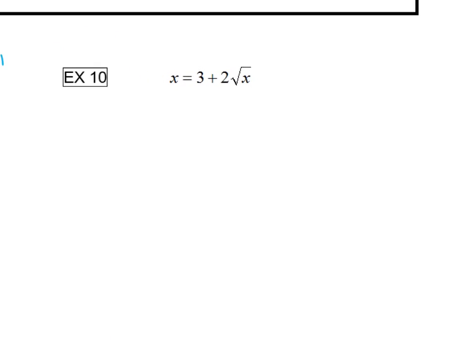All right, where's our second? Oh, there it is. All right, so we want to isolate our variable. So we're going to subtract 3 from both sides. Leaves us with x minus 3 is equal to 2 times the square root of x. All right, so I've been saying to isolate the variable in all of these equations. That would mean I would divide by 2 on both sides.